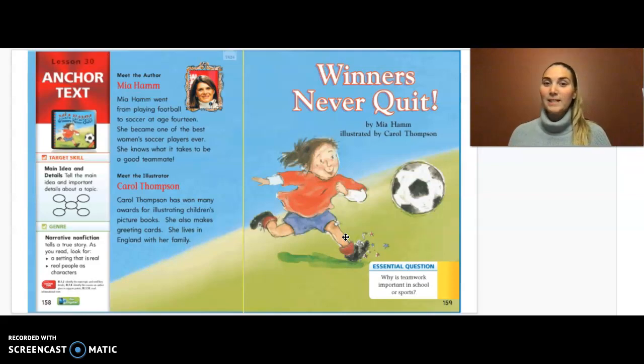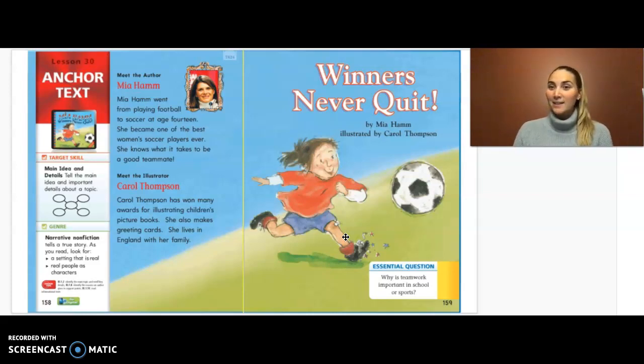So our story for today is Winners Never Quit. This story is by Mia Hamm. She is our author, boys and girls, and it's a very special author today because Mia Hamm was also a professional soccer player, a professional football player in the United States. Mia Hamm went from playing football to soccer at age 14. She became one of the best women's soccer players ever. She knows what it takes to be a good teammate.